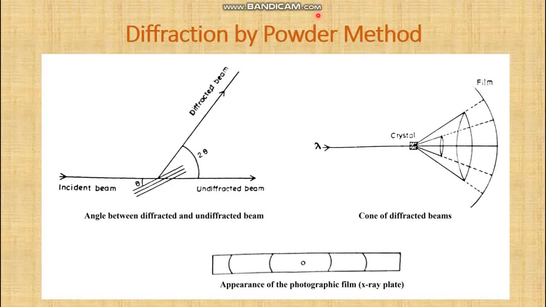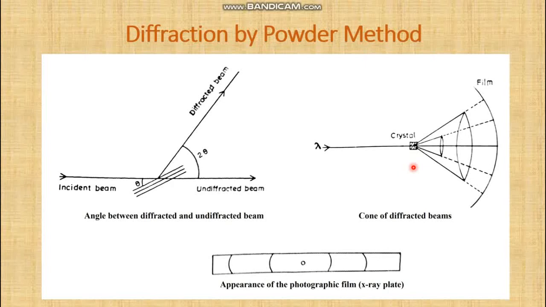This method was developed by Debye and Scherrer in the year 1916 and later by Hull in the year 1917. So instead of taking a single crystal, finely powdered samples are taken. This powder is taken in a thin walled glass capillary tube, and this glass capillary tube is irradiated by a monochromatic beam of X-ray. Although in the picture crystal is written, this is actually a set of crystals, where randomly oriented planes in all possible directions are present.